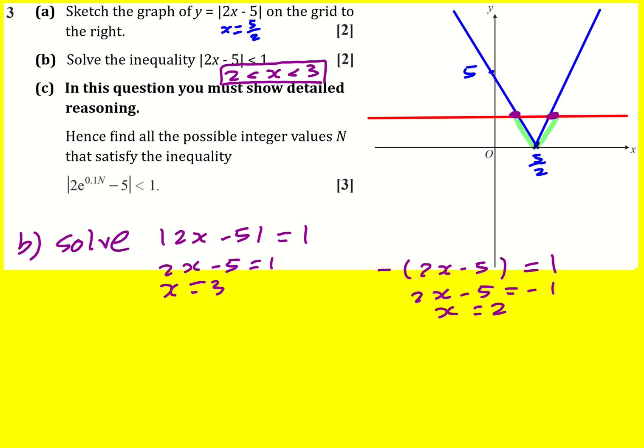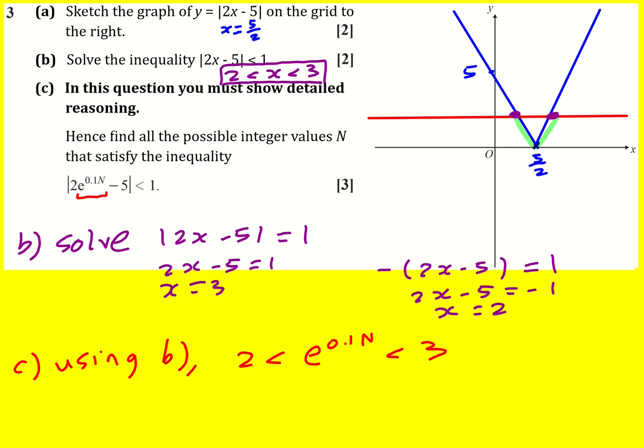Hence, find all the possible integer values n that satisfy this inequality. Okay, all that has happened is that x has been replaced by e to the power of 0.1n. So using part b, I can write straight away that e to the power of 0.1n is between 2 and 3.